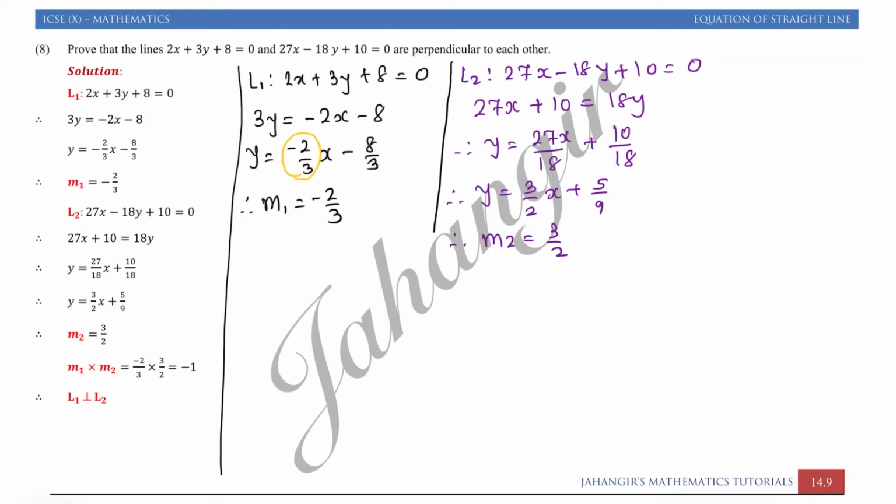Now we have to check whether two lines are perpendicular or not. So we will say m1 multiplied by m2, that is minus 2 by 3 into 3 by 2. Result is minus 1. So therefore we can say L1 is perpendicular to L2.